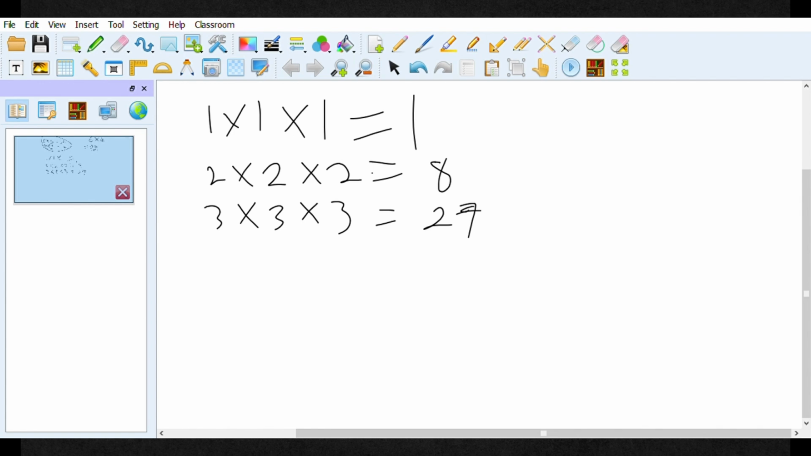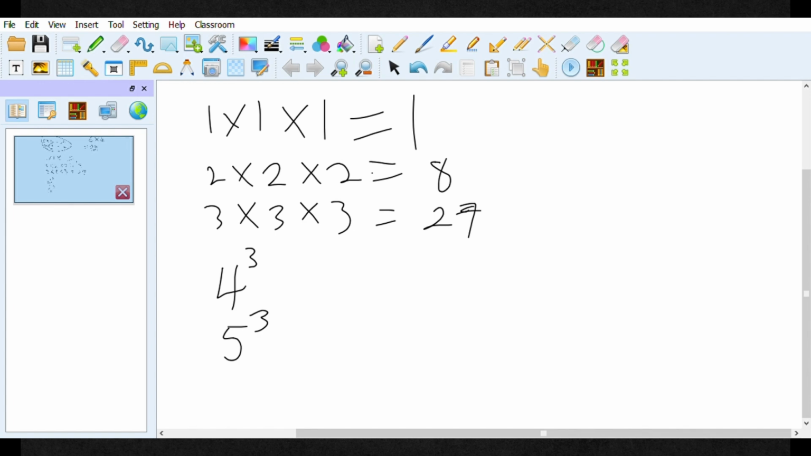So take for instance, if we want to write 4 cube, 4 cube will be written as 4 and then a 3 at the top. Okay, this is 4 cube. That is 4 times 4 times 4. If we want to write 5 cube, that will be 5 times 5 times 5. So anytime you see a small 3 written on top of a number, that stands for cube. That means multiply that number 3 times.